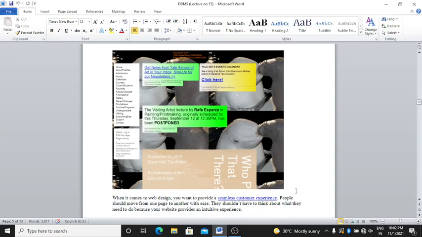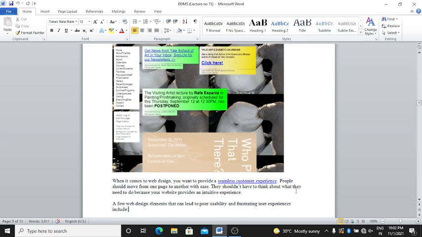When it comes to web design, you want to provide a seamless customer experience. People should move from one page to another with ease. They should not have to think about what they need to do because your website provides an intuitive experience.